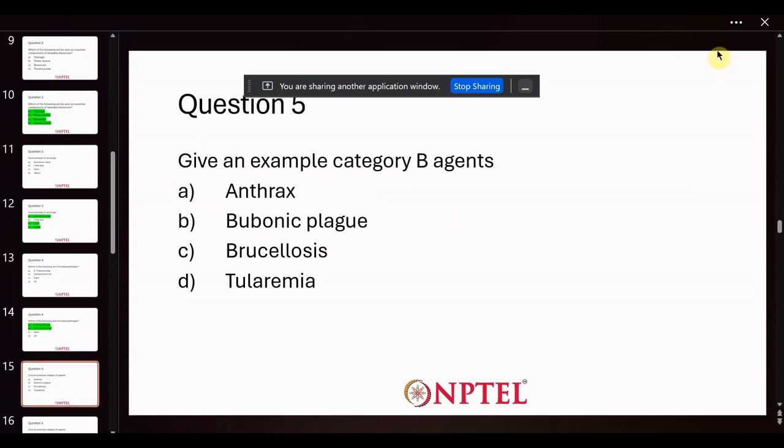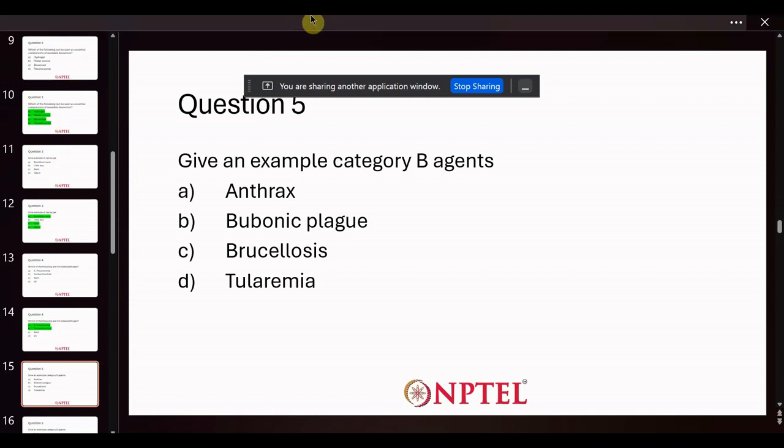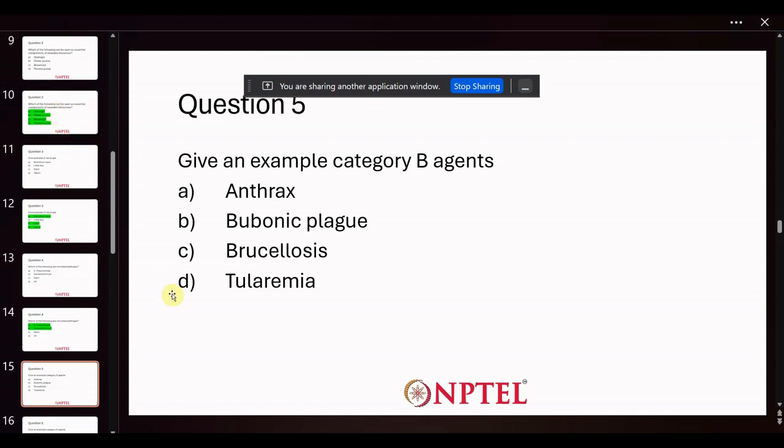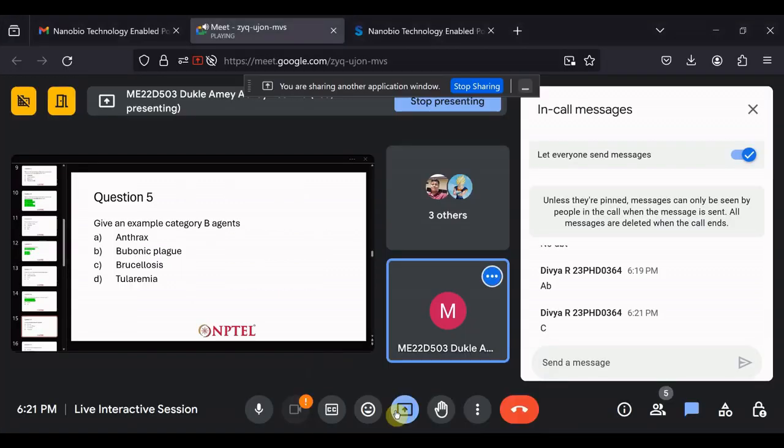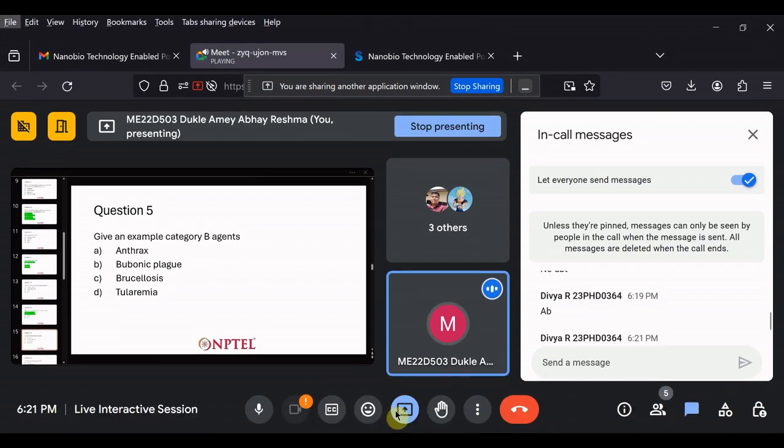So moving to the next question: give an example of category B agents: anthrax, bubonic plague, brucellosis, tularemia. You are right.